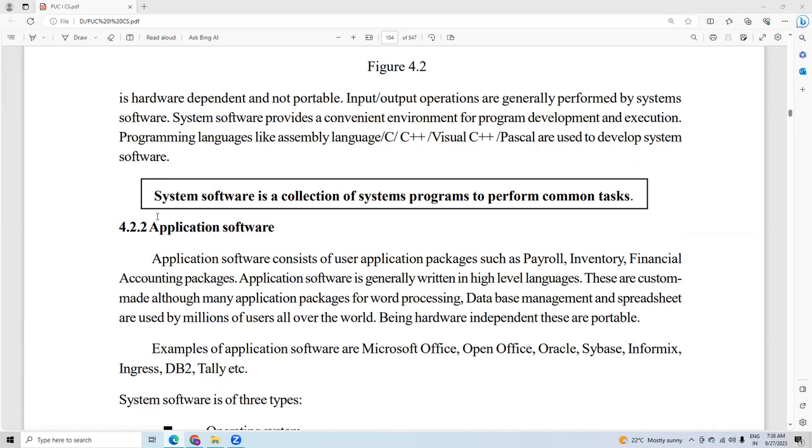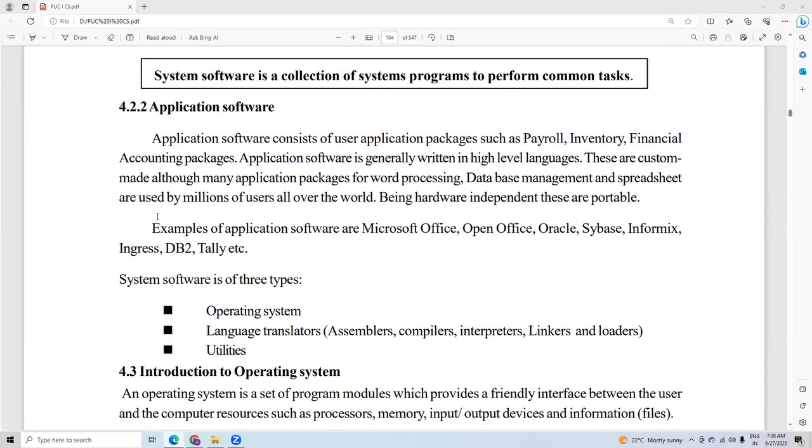Then input output operations are generally performed by system software. And these softwares provide a convenient environment for program development and execution. That is software development. So programming languages like assembly level language, C, C++, Visual C++, Pascal are used to develop the system software, right? So to develop the system software, we use all these programming languages. So the final definition of the system software is a collection of system programs to perform common tasks which are required by every user. Coming to application software.